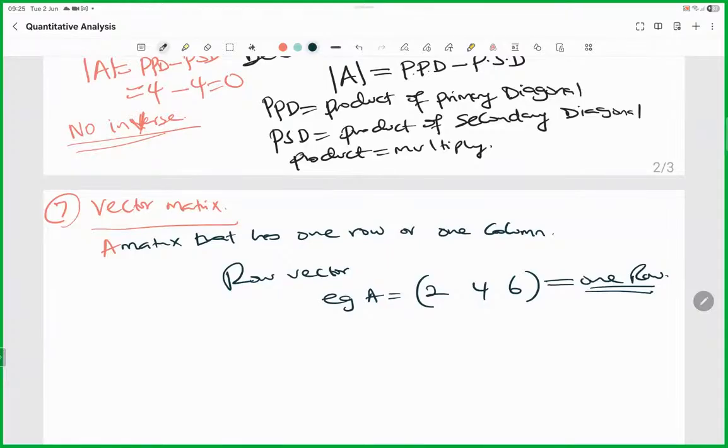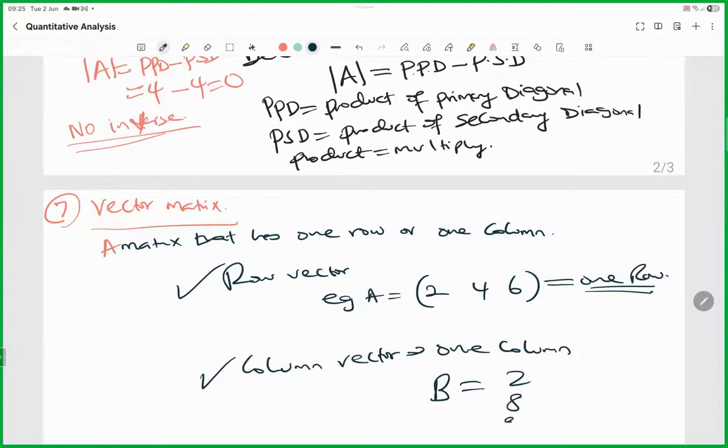And then we have in this case here a column vector. This one has only one column, like B, 2, 8, 9. So this is a column vector. So any vector matrix is that matrix that has got either one row or one column.